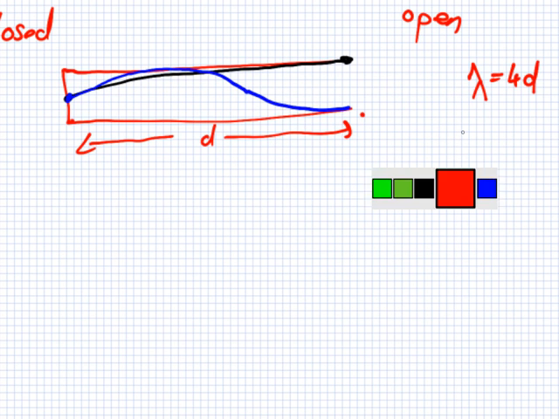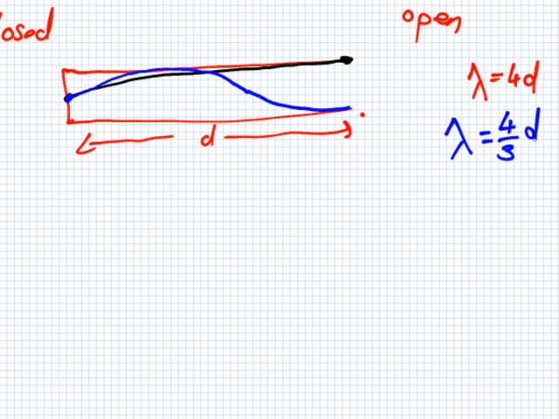So for this wave, can anybody see what the wavelength would be? Think for one moment. How much of the wave fits in the pipe? In the first example, how much of the wave fit in? A quarter of the wave. In the blue example, 3/4 of the wave fits inside. So the wavelength will be 4/3D.